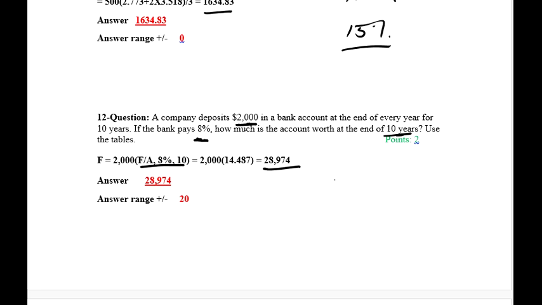Question 12. A company deposits 2000 in a bank account at the end of every year for 10 years. If the bank pays 8%, how much is the account worth at the end of 10 years? So it's a direct substitution question. You have the annual amount as $2,000 and the bank interest as 8%, and for the 10 years substitute in F/A, 8%, 10 times 2000, you get the value as $28,974.